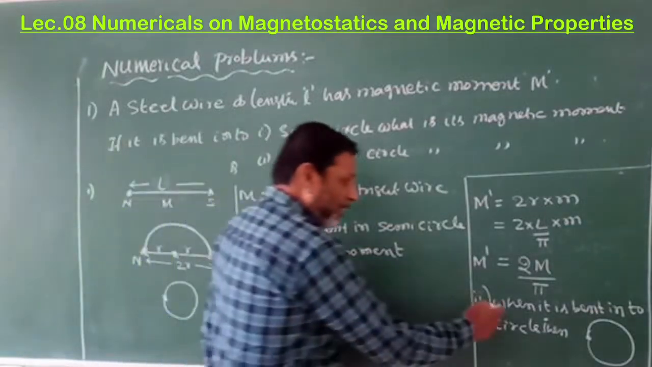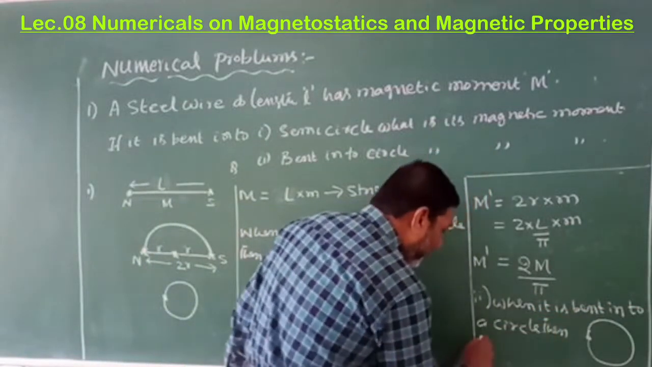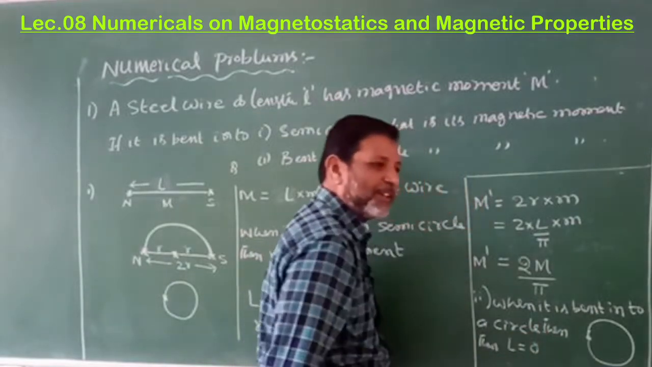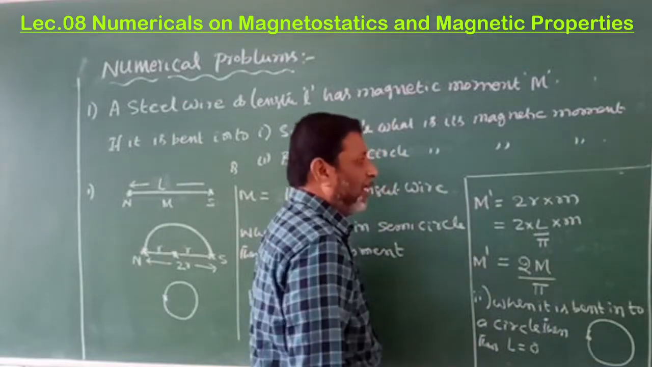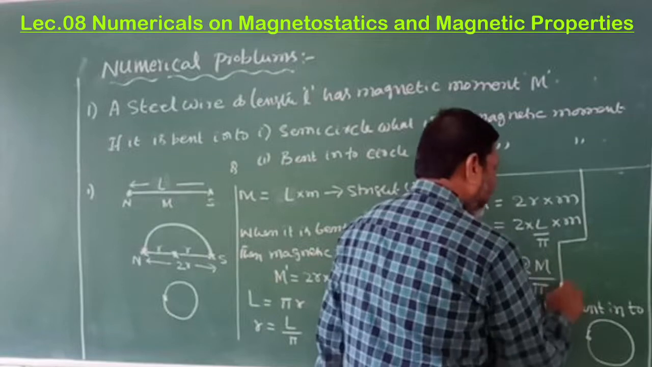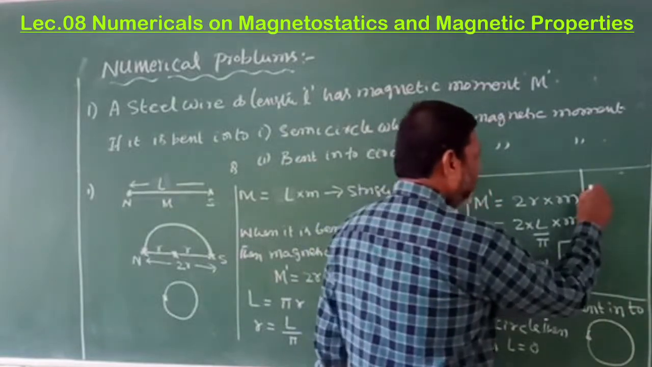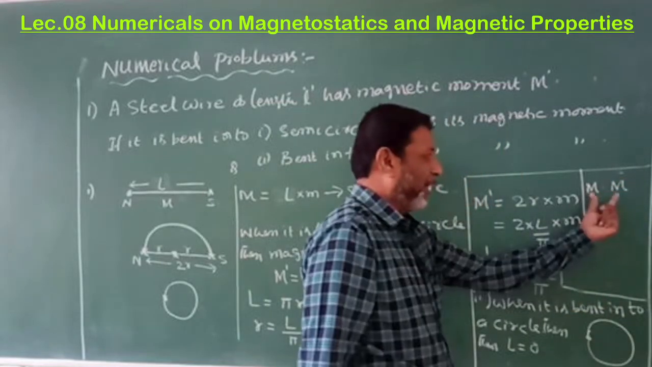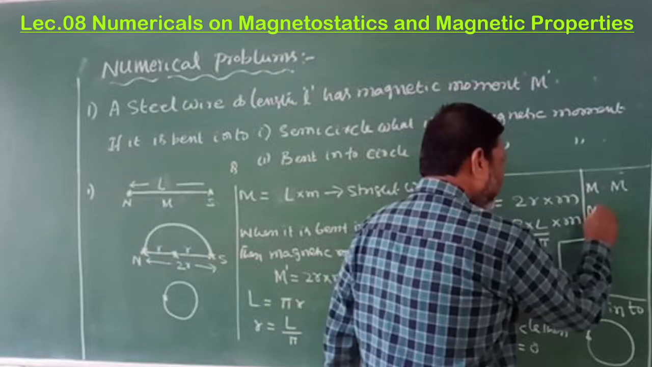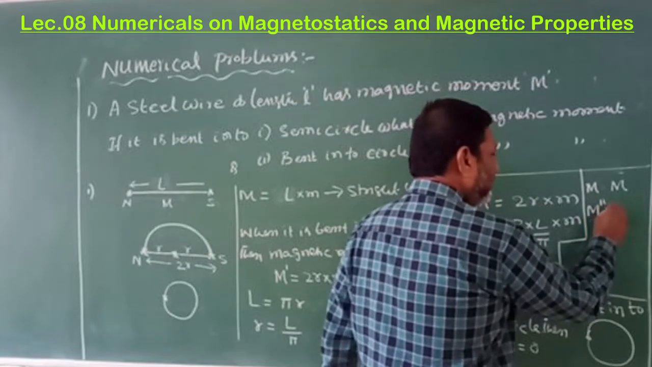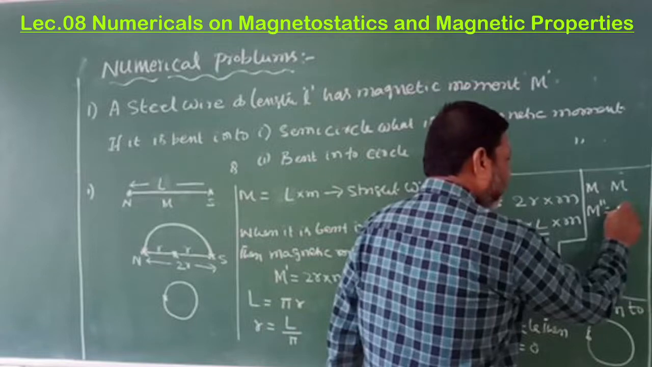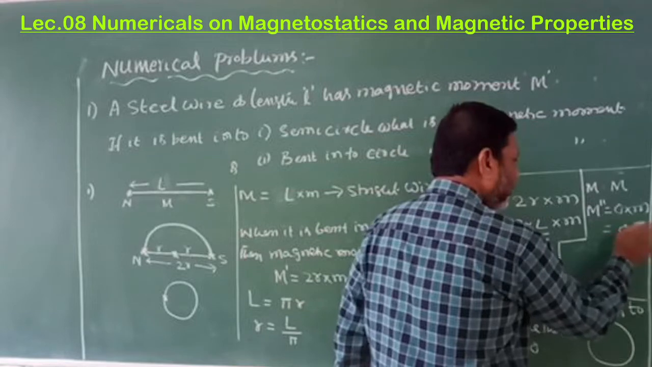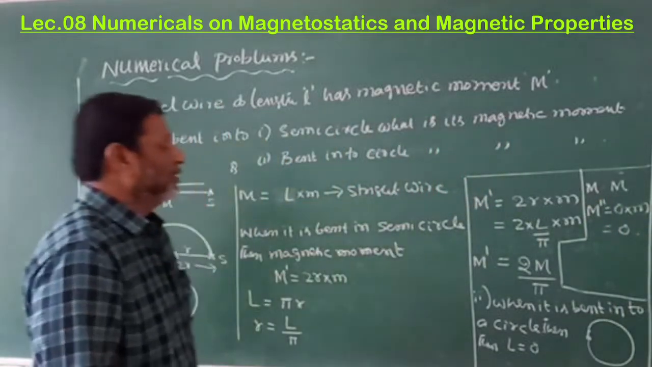Therefore, when it is bent into a circle, the distance L is equal to 0. So the magnetic moment, in short form, M means magnetic moment, here you take it as M double dash. For this case, it is equal to 0 into small m, length into pole strength. This will be equal to 0, isn't it? Therefore, this is what that means.